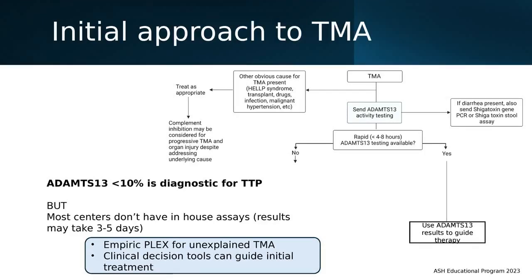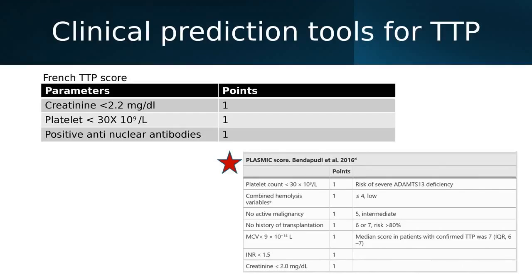So in those cases, of course, we do start empiric plasmapheresis in the majority of these cases and use clinical prediction tools. These are the most commonly used clinical prediction tools, French TTP score and PLASMIC score. The French TTP score, of course, gives less: 0 means you don't have iTTP, or if it is 1 or more, then these patients can have immune TTP. So I think it helps to rule out immune TTP, but it doesn't really help to know if this patient really has immune TTP or not.